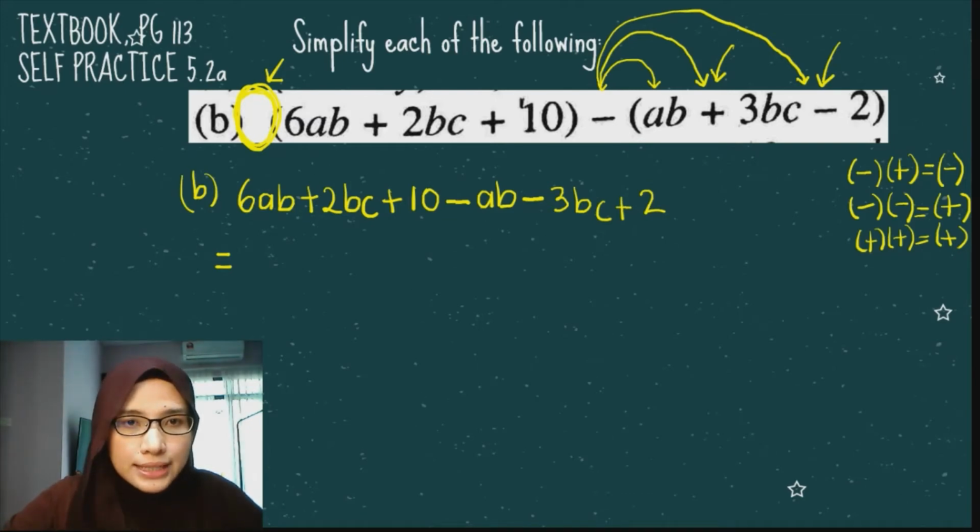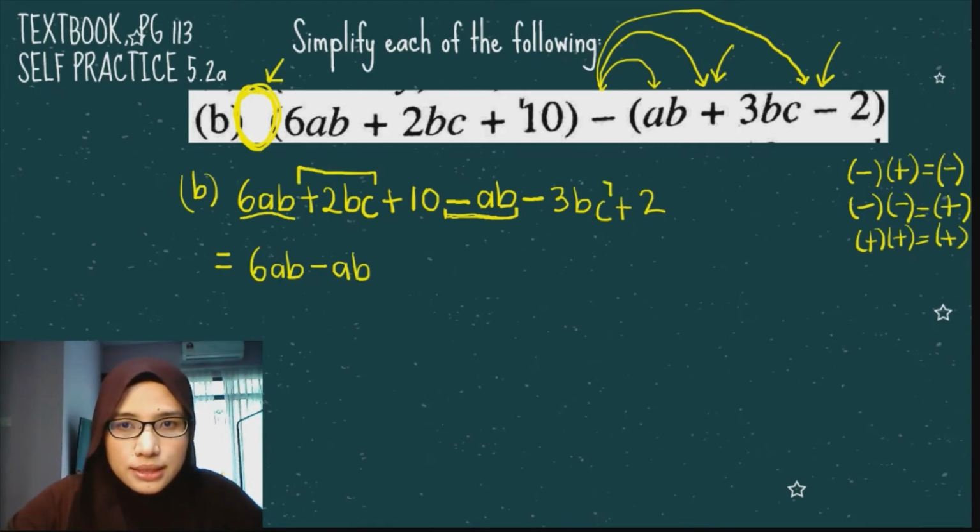arranging our like terms. We look at here, we have 6ab and its like term is minus ab. So we write down 6ab minus ab. You need to remember the minus here is the same as the minus in front of our ab. So the next like term is bc. bc here, plus 2bc and minus 3bc. So plus from in front of the 2bc, plus 2bc, minus from the 3bc.